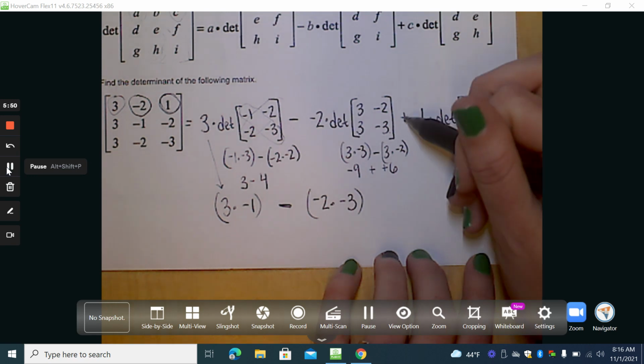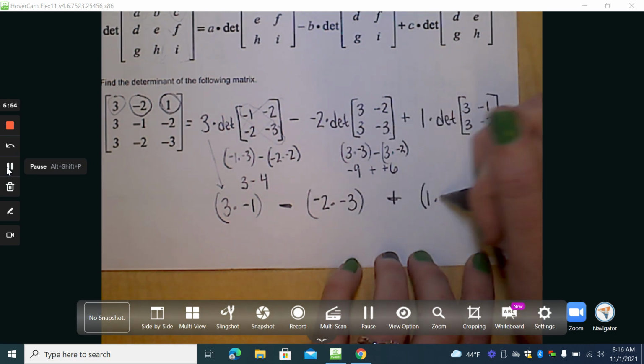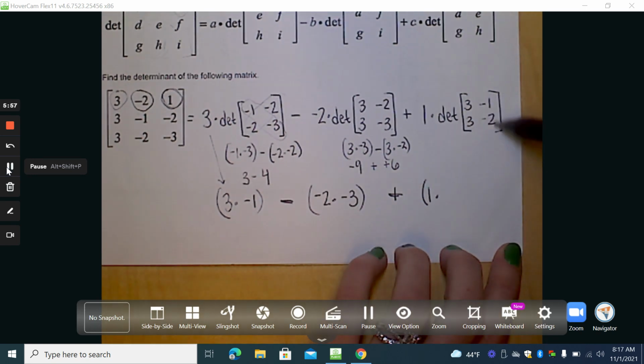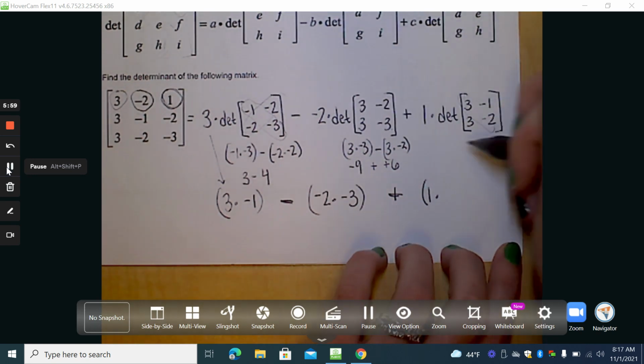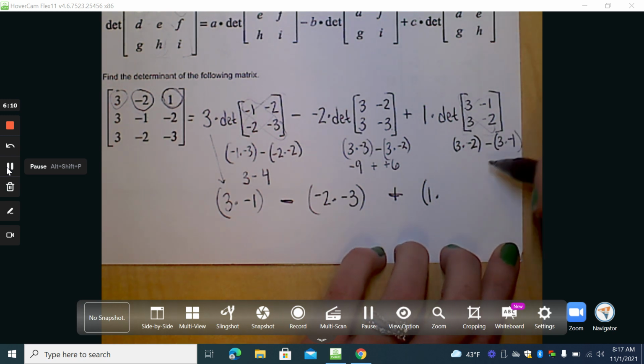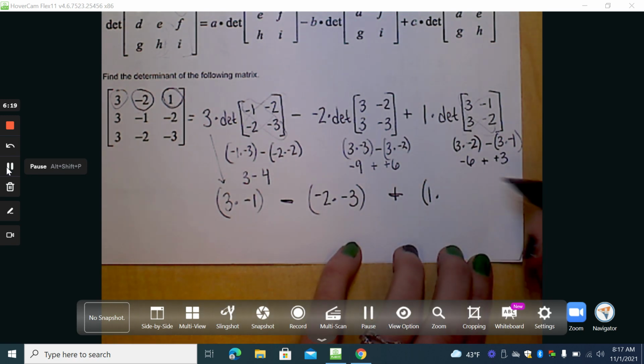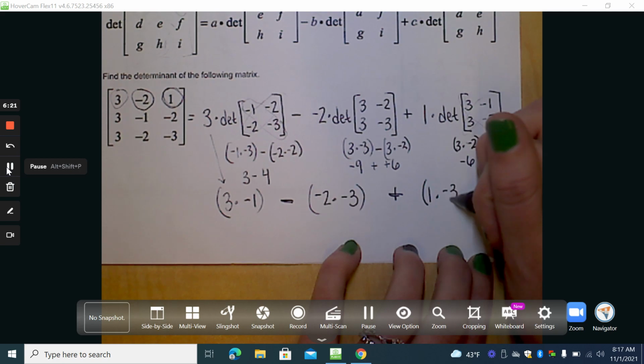I'm going to go ahead and work on this last part. I'm going to bring down my plus sign, and I know it's going to be 1 times something. So let's figure out this determinant. My cross section here, 3 times negative 2 minus 3 times negative 1. And so I got negative 6 minus negative 3. Again, I always change that to plus a positive. And so negative 6 plus 3 is negative 3.